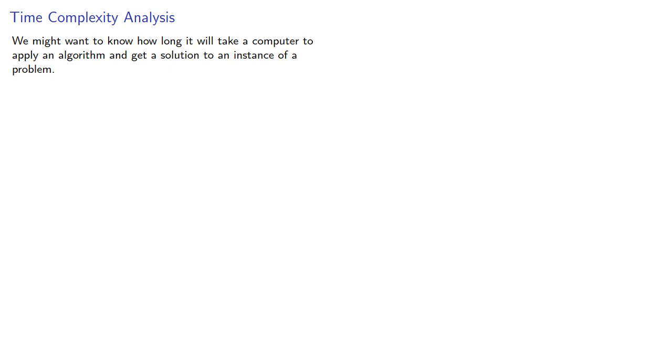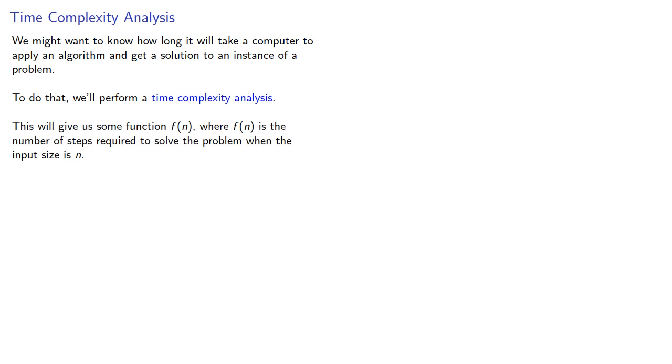We might want to know how long it will take a computer to apply an algorithm and get a solution to an instance of a problem. To do that, we'll perform a time complexity analysis. This will give us some function f of n, where f of n is the number of steps required to solve the problem when the input size is n.